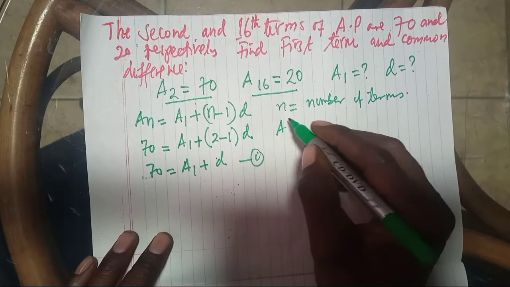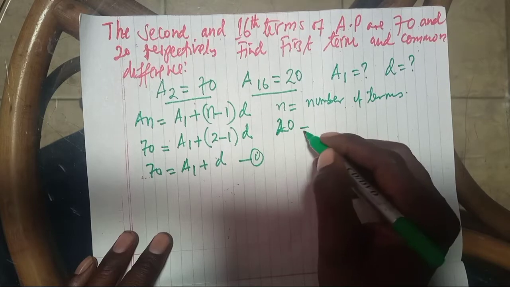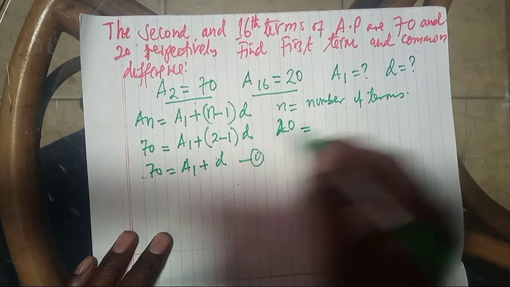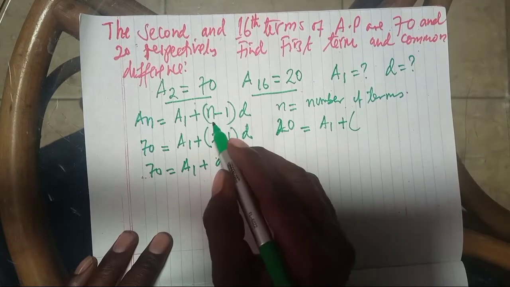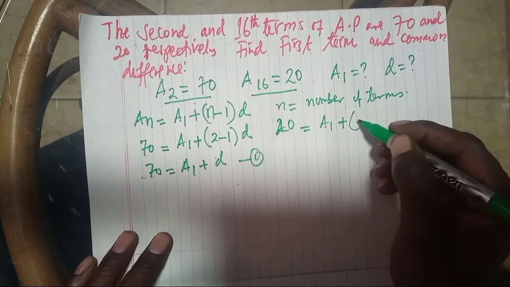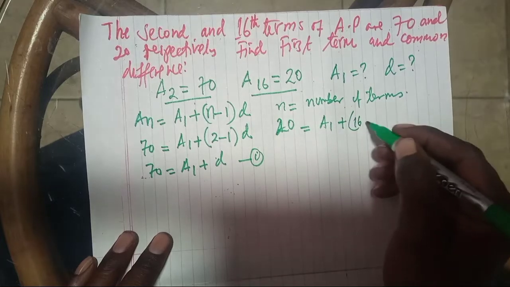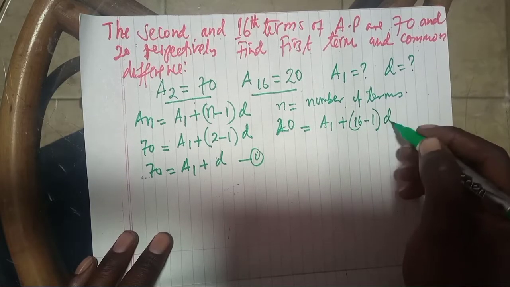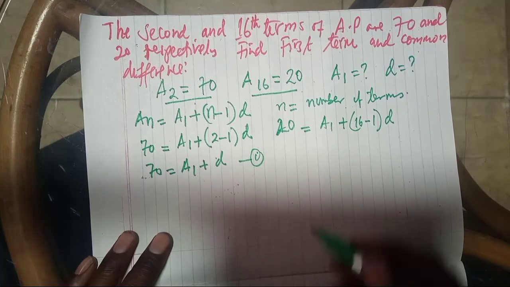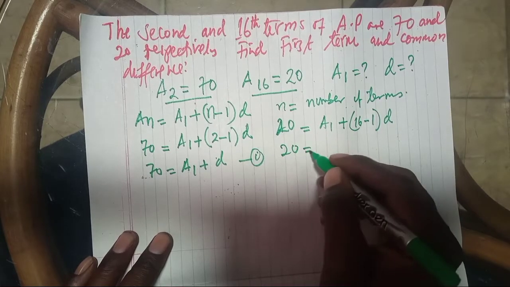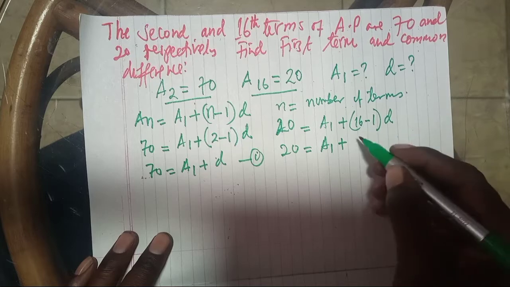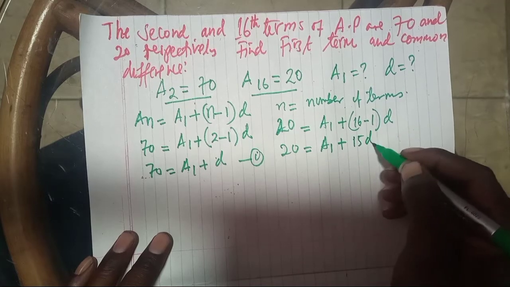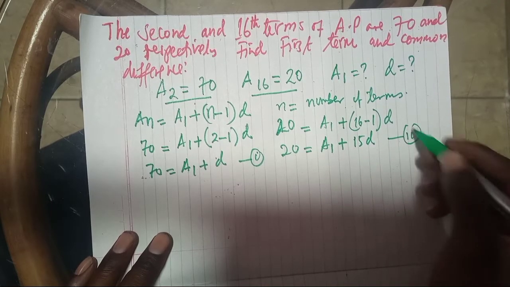And then from here we have A16, which is 20. Now 20 is equal to A1 plus (n minus 1) times the common difference, where n is equal to 16. So we have 20 is equal to A1 plus (16 minus 1), that is 15D. Now this is the second equation.